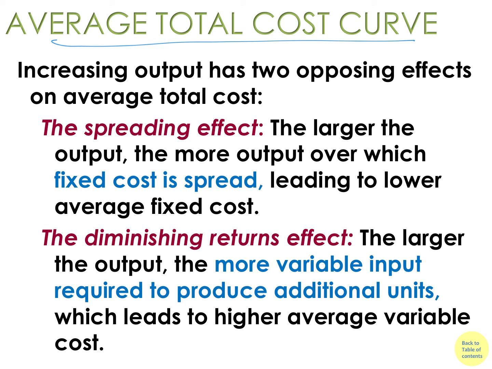Average total cost curve is affected by everything going on with total cost, which means it's affected by what's going on with the marginal cost. But also, it's affected by the spreading out of fixed cost over larger and larger quantities. So both of those together make it so that sometimes average cost is dropping as quantity is rising, and sometimes it's going the opposite direction. So the spreading effect relates to that fixed cost being spread out over more and more output. That tends to push down your average total cost, because it pushes down your average fixed cost.